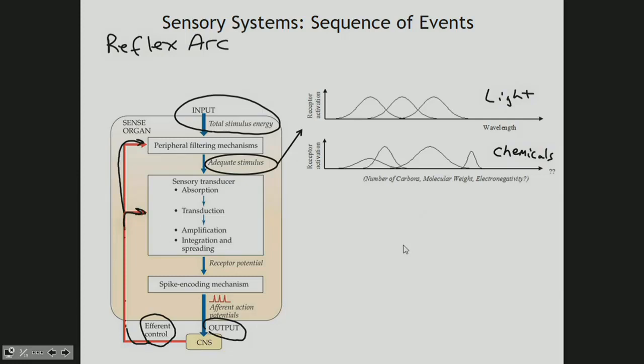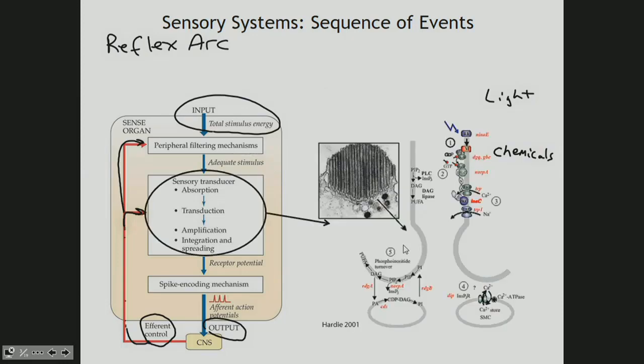And so you can have a very neat and tidy system like light or a very disordered or complex system like chemicals. But in either case, you're going to need to have the adequate stimulus to detect it. So if you have a short wavelength or a UV sensitive visual pigment, it's not going to be able to detect light that's far red light. Or if you're sensitive to very small molecular weight compounds, and you've got in front of you a very large molecular weight compound, then that is not an adequate stimulus. And so the stimulus has to be appropriate to make it to the next step, right?